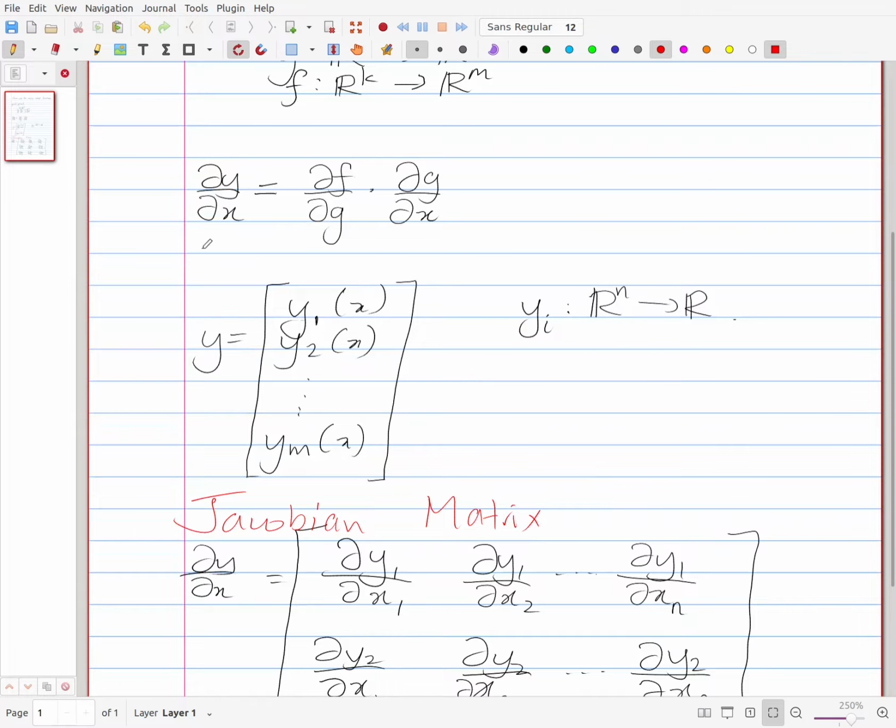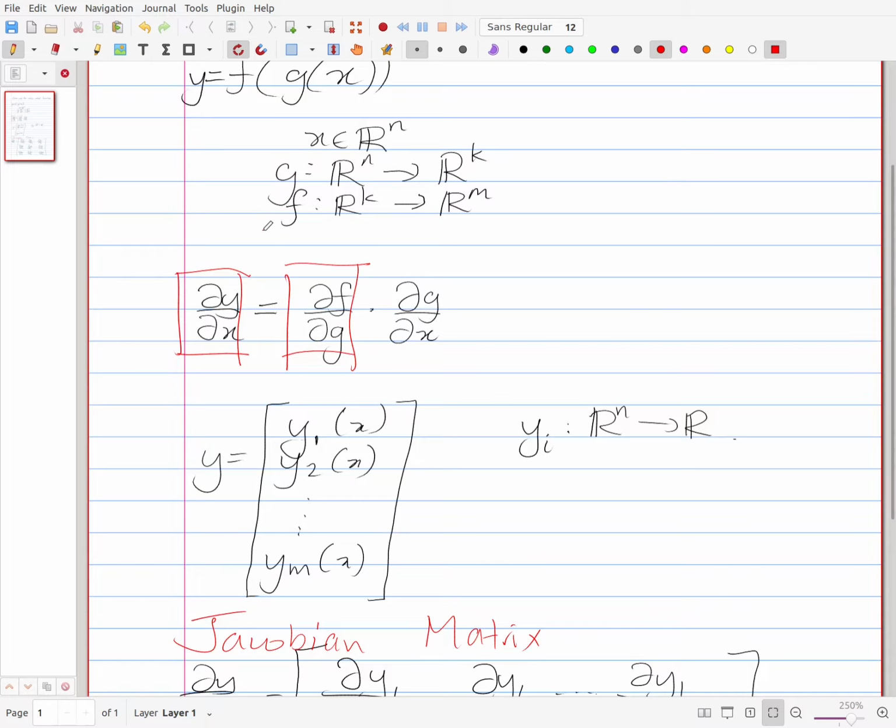So this is what I mean here when I write partial of y with respect to x. This is a matrix like this. And that's also what I mean here. So this is the Jacobian of f with respect to g. And this is also the Jacobian of g with respect to x.